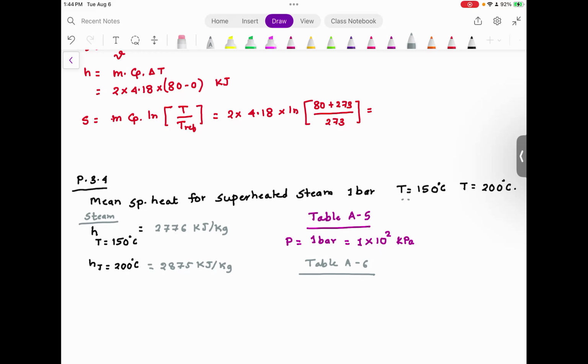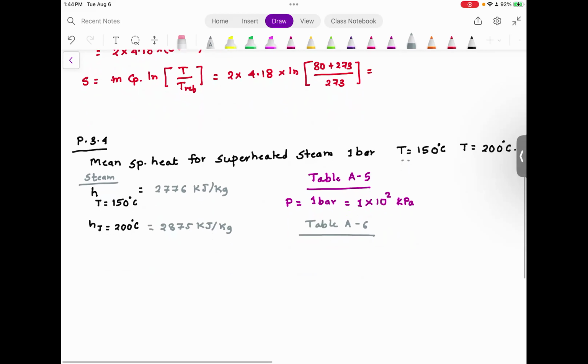So that is the important thing. Now the next problem is problem 3.5. But okay, let me finish this problem.